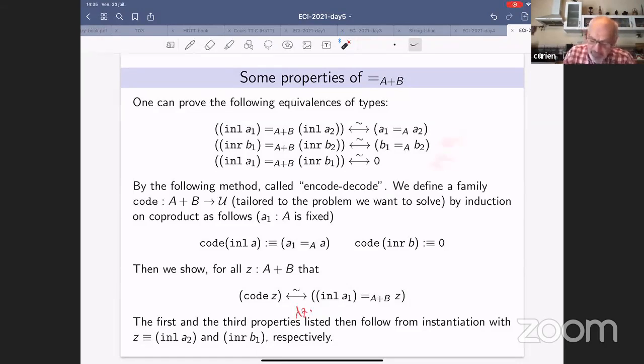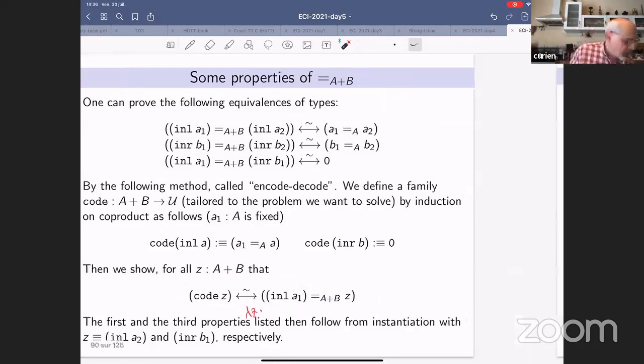So we will need to prove this equivalence twice, because each of our methods deals only with two. Okay, so this is the definition of code, and this is our goal. So let's go.